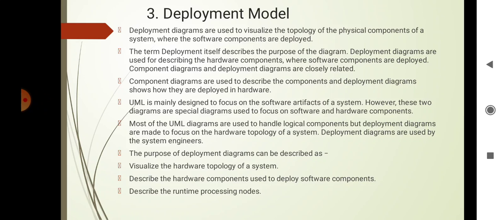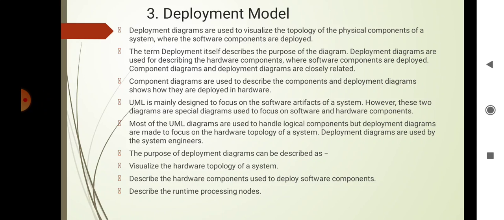A node typically represents a processor or a device on which a component may be deployed, and this can be represented by using the deployment diagram. Here you can use a deployment diagram to model the static deployment view of the system, and this involves modeling the topology of the hardware on which your system executes. Deployment diagrams are essentially class diagrams that focus on the system nodes.